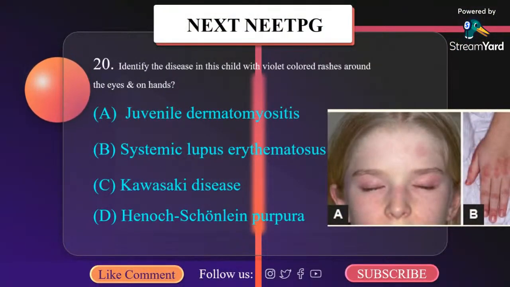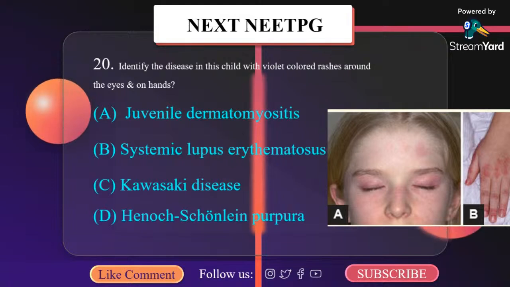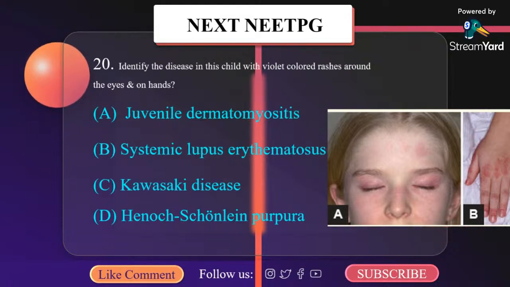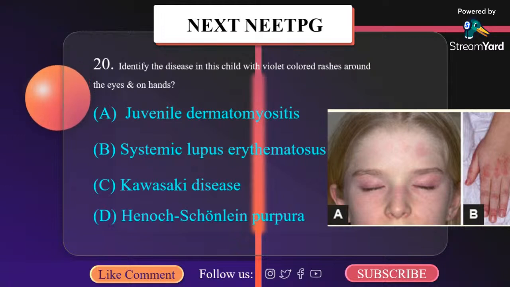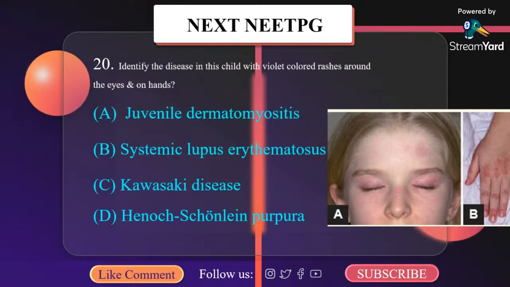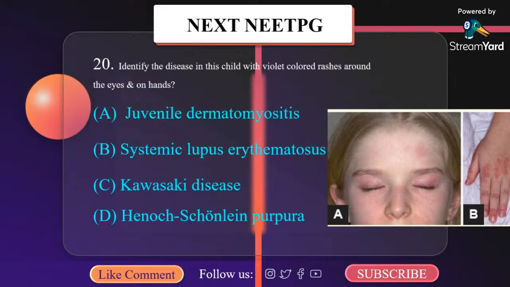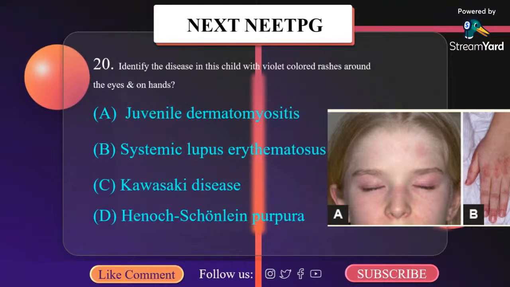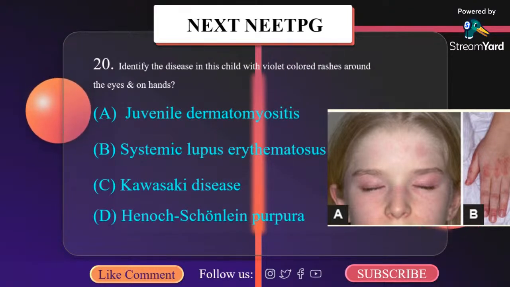Identify the disease in the child with violet-colored rashes around the eye and on hands. A. Juvenile dermatomyositis, B. Systemic lupus erythematosus, C. Kawasaki disease, D. Henoch-Schonlein purpura. Well, you can see the correct answer here is juvenile dermatomyositis. It is a heliotrope rash.